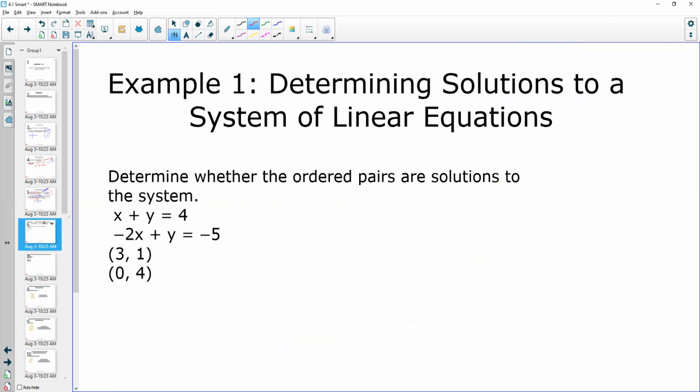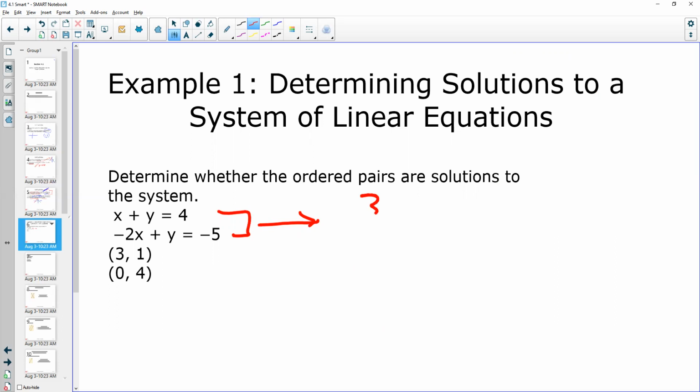The first step here is to determine whether an ordered pair is a solution to the system. The way we do this is we take this point, (3, 1), and we put it in where we see x and where we see y for both equations. We put it in both. We don't just do one because it might not work in both. For it to be a solution, it has to work in both places.